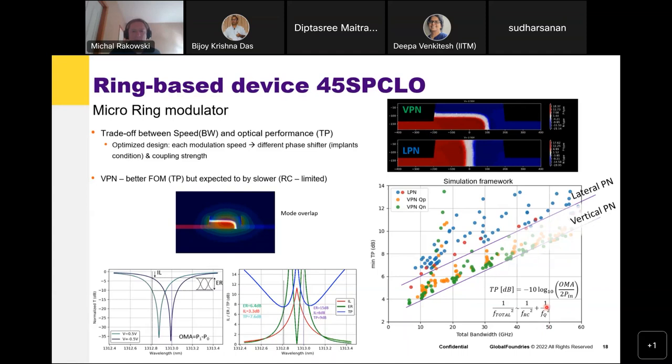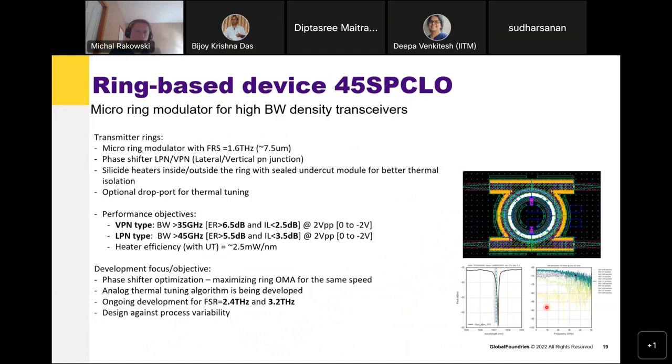But anyway, our development target for such an application is to work with the ring to, for instance, enable 1.6 terahertz FSR, which could correspond to a 7.5 micrometer ring radius. So with 1.6 terahertz you could enable, for instance, 8 channels with 200 gigahertz spacing. And so we have enabled the ring resonator with thermal tuning. Heaters could be placed internally or externally as well. You can use the drop ports to monitor the operating point of the ring.